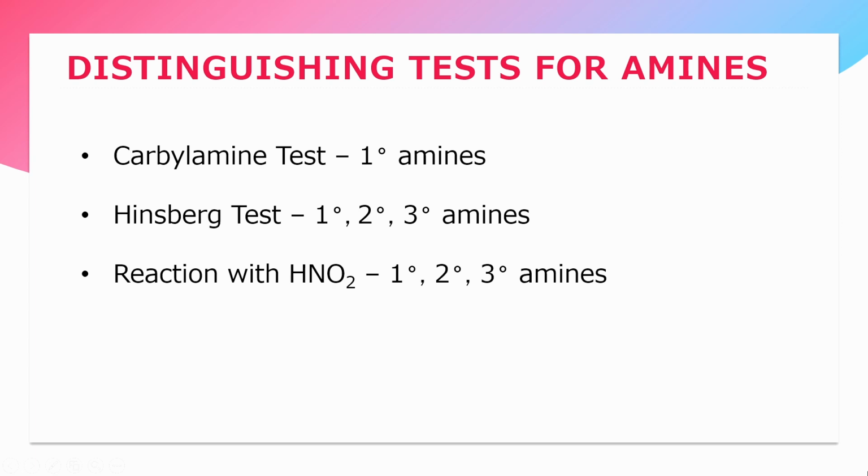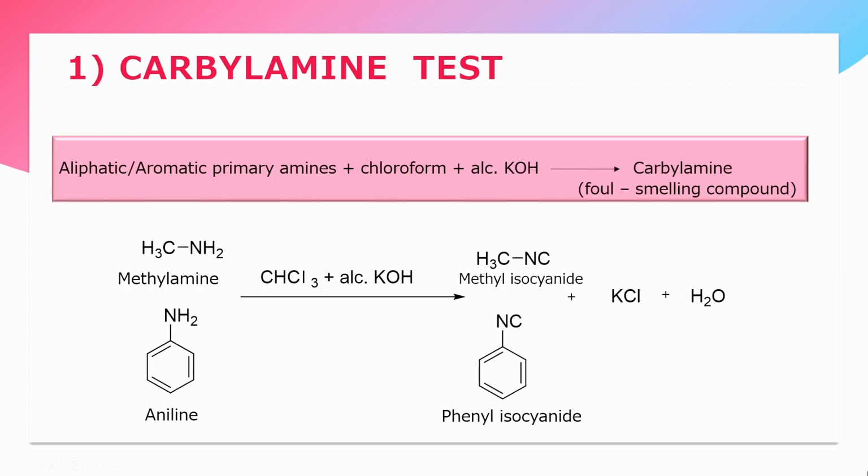So in this lecture, we would be discussing some distinguishing tests we do to identify between 1 degree, 2 degree, and 3 degree amines. We would be doing it by these three tests. So let's get into them. So the first one is the Carbolamine test.